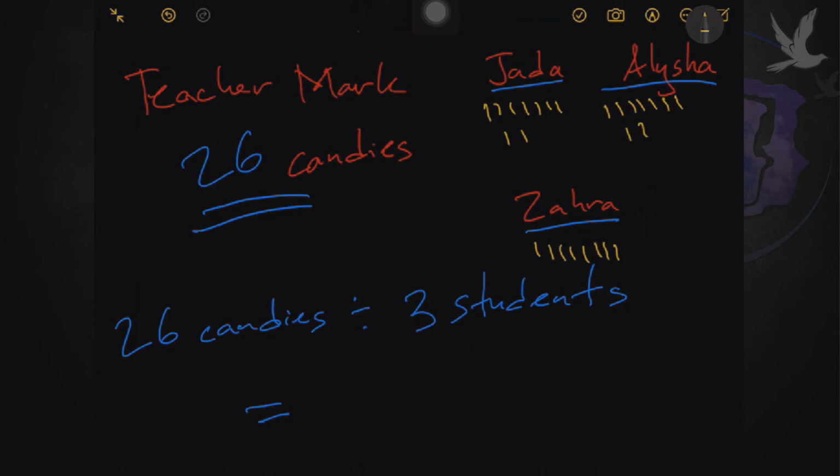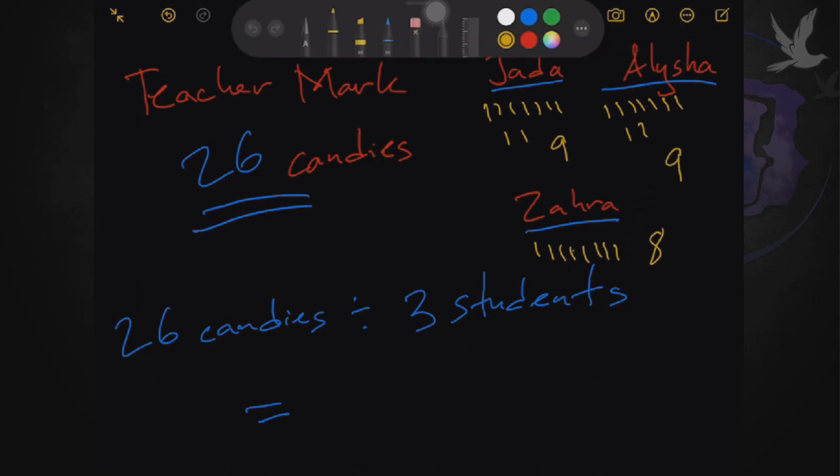Okay, which means for Jada, she has 1, 2, 3, 4, 5, 6, 7, 8, 9 candies. For Alicia, she also has 1, 2, 3, 4, 5, 6, 7, 8, 9 candies. While for Zara, she only has 1, 2, 3, 4, 5, 6, 7, 8 candies. Which is unfair for Zara.